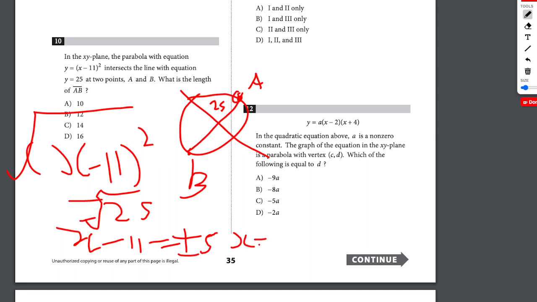So x is equal to, let's say we take plus 5, we get 16. Let's say we take minus 5. Negative 5 plus 11 is 6. What's the distance from 16 and 6? Subtract, you get 10. The answer is A. Alright, 10 is 10.